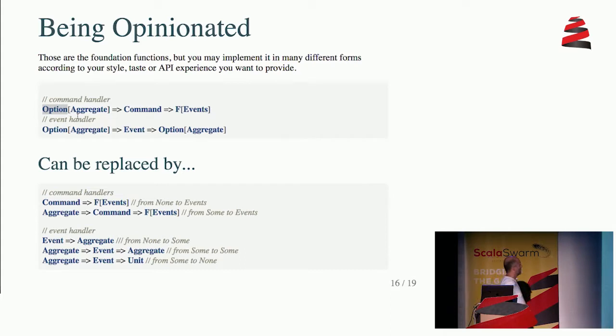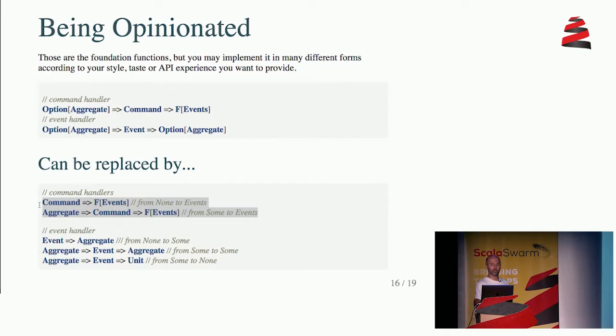So here we have those two basic functions that we defined before, but if you think about how to work, if I ask people to code using those functions, it's quite boring, because every time that they receive a command, they will have to pattern match the option to know if it's a none or a some. I find it very boring to code like that. So you can define that in another way.